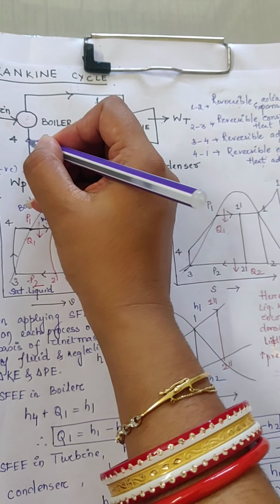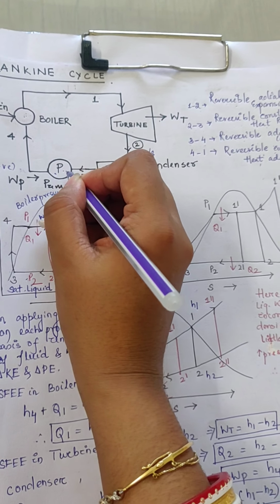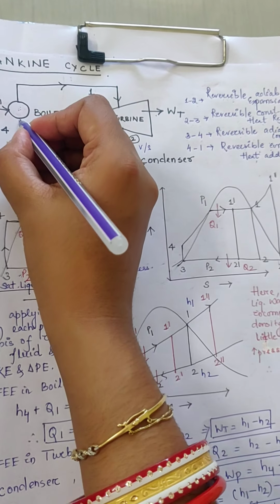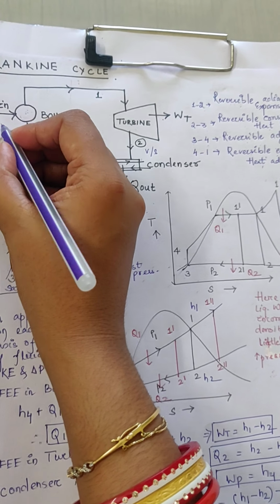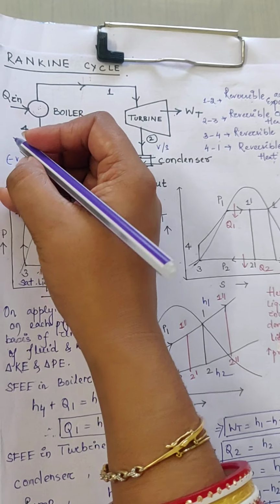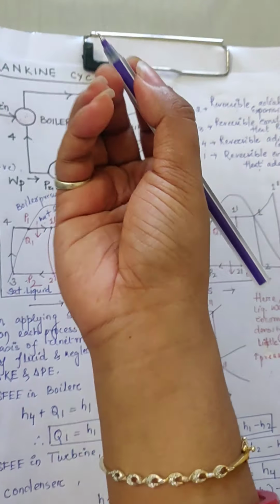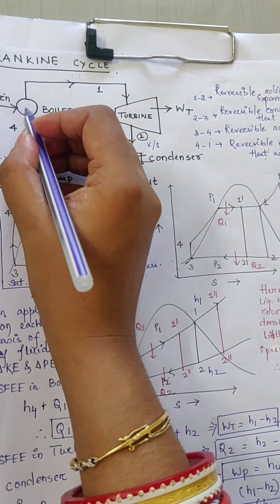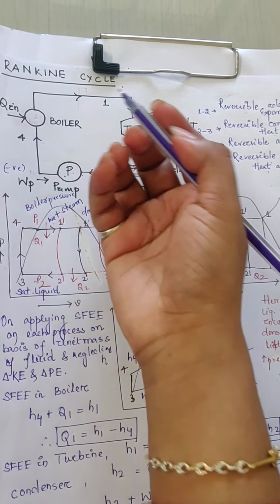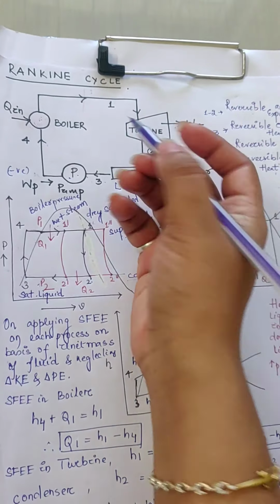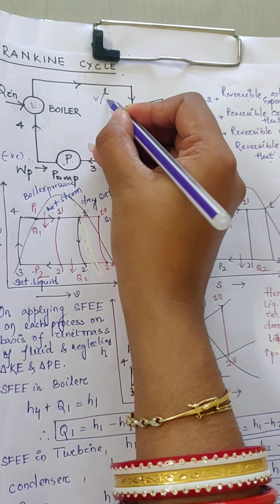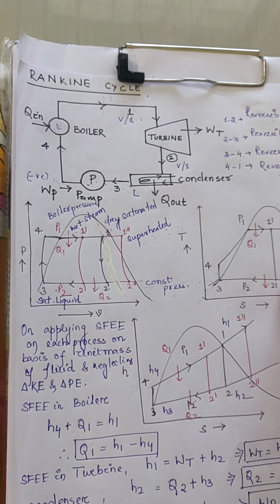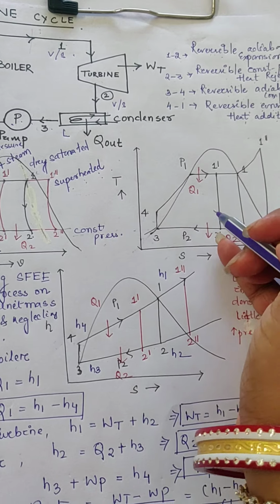Then after pumping, this liquid will transfer to the boiler. Again we have to add heat by the blast furnace or any heat source to the boiler. Inside the boiler the liquid gets heated and this liquid stage will be converted into vapor or steam. Now you can see the TS diagram.